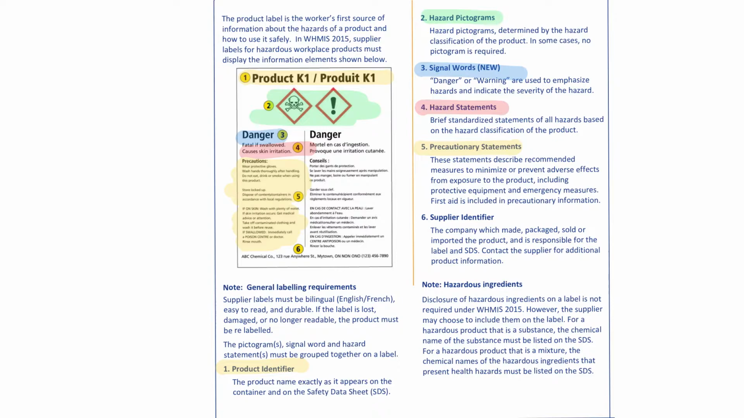The last part is the supplier identifier. So that's here on the bottom, right? That just tells you where the chemical came from. It's just the name of the company you bought it from. And it's there so if there is a problem, you can contact them to get more information. So those are the 6 parts of the label. Make sure you know what they are, because I will ask you questions about them. And just be able to identify what they mean when you look at a WHMIS label.